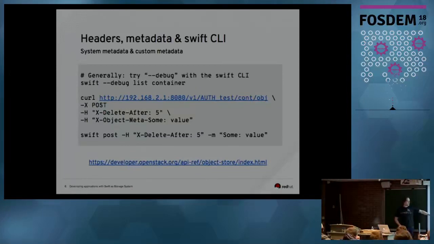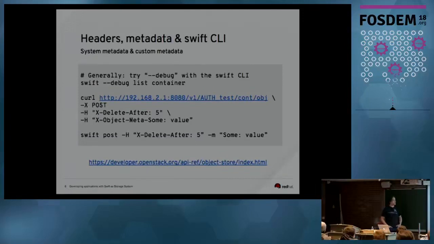And I have a custom metadata, and custom metadata always at the object level starts with X-Object-Meta and then some key and a value. So you can store custom metadata alongside your objects. For example, that might be some reference to another object, or some information about the video file, some captions, some authors, titles, whatever.